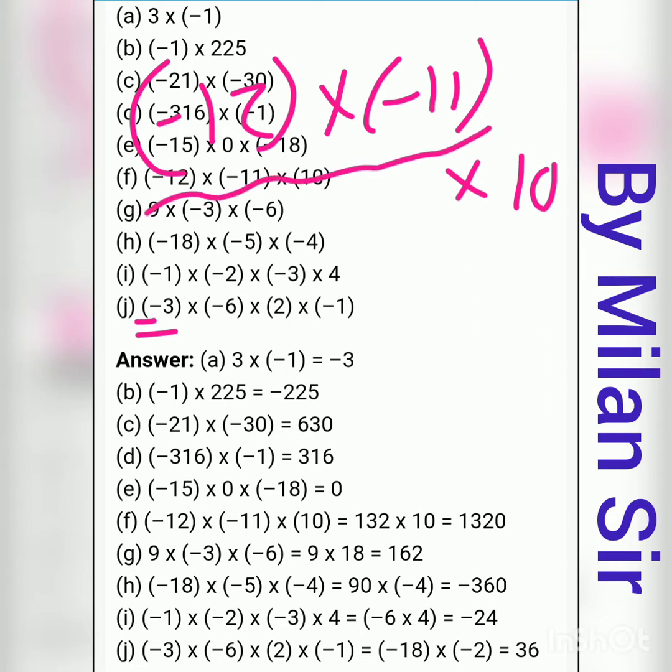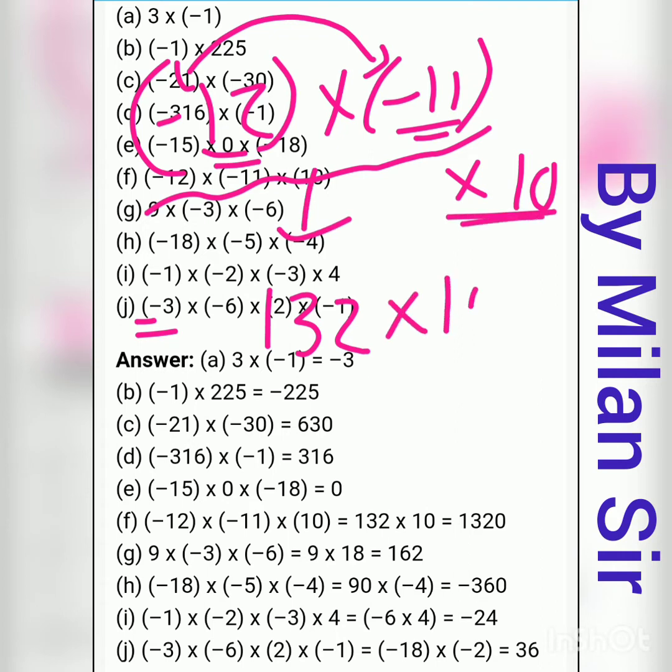So first of all, minus 12 multiply minus 11. 12 multiply 11, first of all the multiplication process, is 132. Here minus, minus, minus minus is plus, so plus 132. Now we need to multiply this answer with our third number, 10. So 132 multiply 10 is 1320, and both are positive, so our answer is also positive.